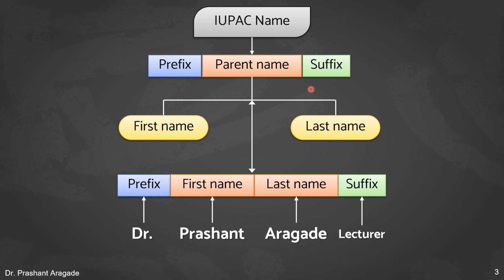So to write the IUPAC name, always remember, have you added the prefix? Have you written the first name? Have you written the last name? And have you added the suffix used for the functional groups? So this is the first trick to write the IUPAC name. Always check your IUPAC name whether it contains prefix followed by first name, last name, and suffix.